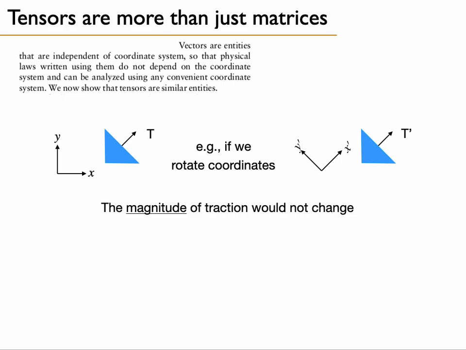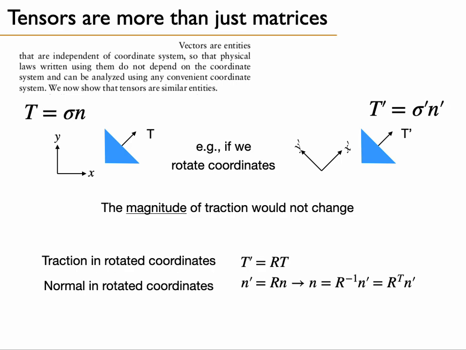So we can quickly do this example. If we compute the traction in this coordinate system, we have t is equal to sigma times n. In the rotated coordinate system, we have x prime, y prime, and we formulate t prime is equal to sigma prime times n prime.